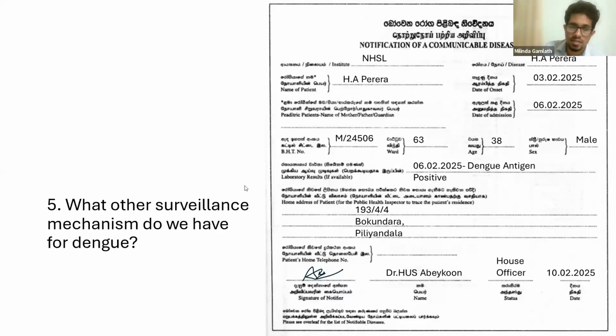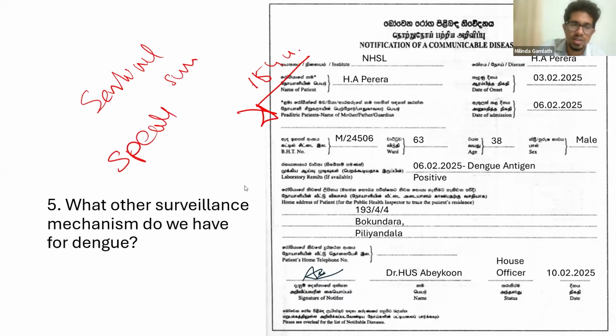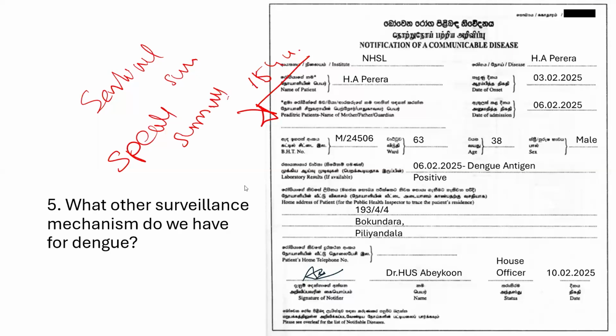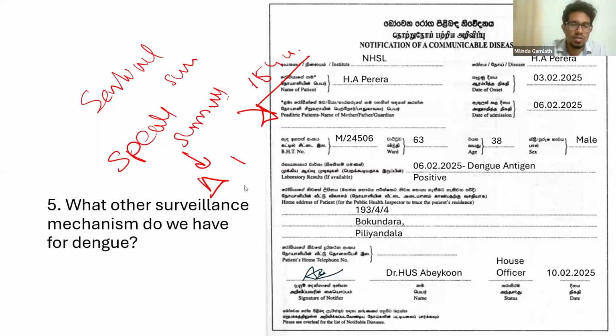So what are the other surveillance mechanisms we have for dengue? Just one other? Dengue sentinel surveillance. Right, sentinel surveillance. Another one, if I could. So this is routine surveillance via the H544. There is also a special surveillance, right? There is a special surveillance mechanism for diagnosed dengue patients, right?